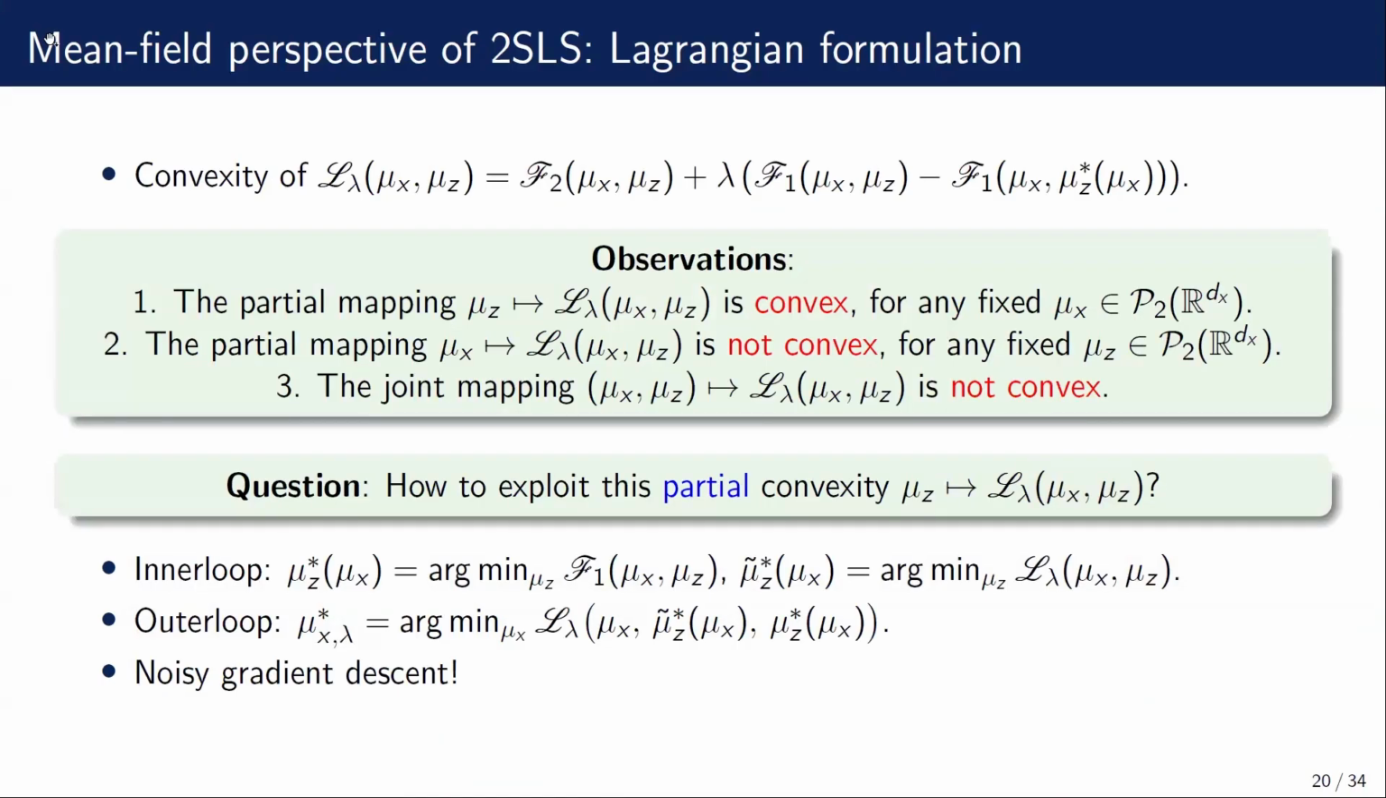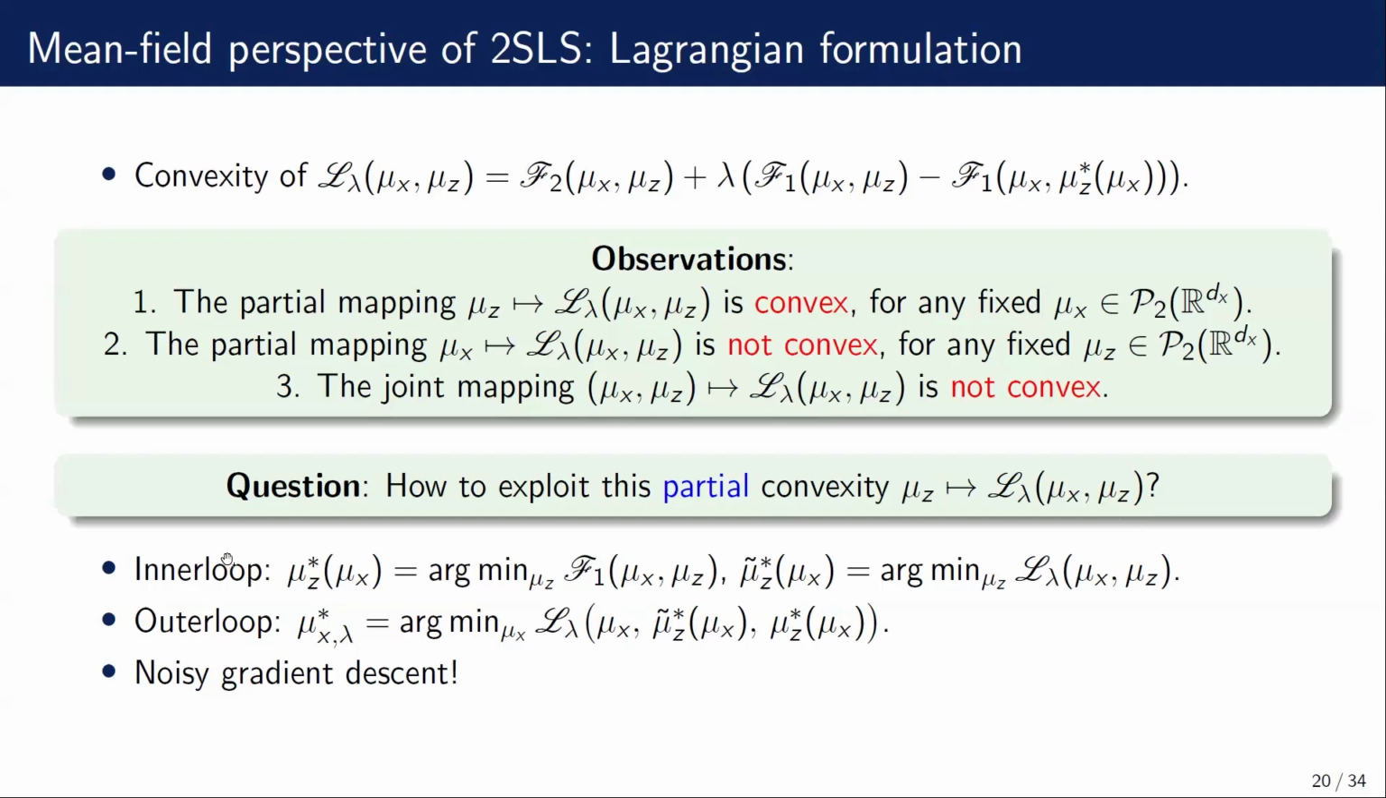Then we want to analyze the convexity of our objective, because convexity is the most crucial bit we need for analyzing convergence. The first observation is that the partial mapping in mu z is convex for any fixed mu x. But the partial mapping in mu x is not convex, and the joint mapping is also not convex. I won't show the details, just trust me, we only have partial convexity here, but not convexity in this and this. So how do we exploit this partial convexity?